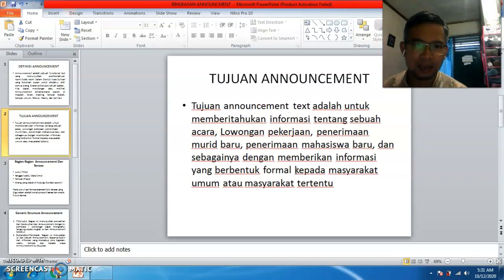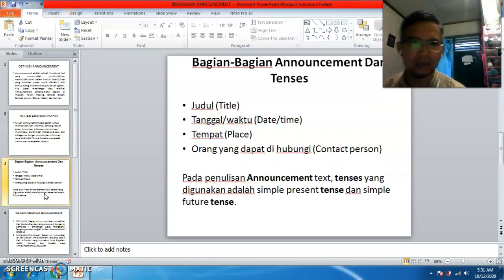How to make the announcements? How to make a good announcement? Of course, there are some criteria that should be followed by the writer to write the announcements. Here are the parts of the announcement and the kinds of tenses that can be used by the writer. Look here.